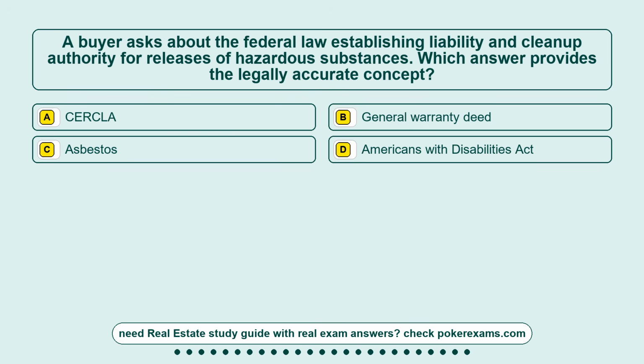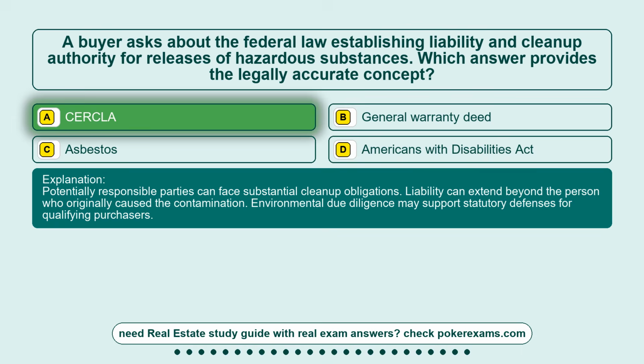Question 17. A buyer asks about the federal law establishing liability and cleanup authority for releases of hazardous substances. Which answer provides the legally accurate concept? Option A. CERCLA. Option B. General Warranty Deed. Option C. Asbestos. Option D. Americans with Disabilities Act. The correct answer is option A, CERCLA. Potentially responsible parties can face substantial cleanup obligations.